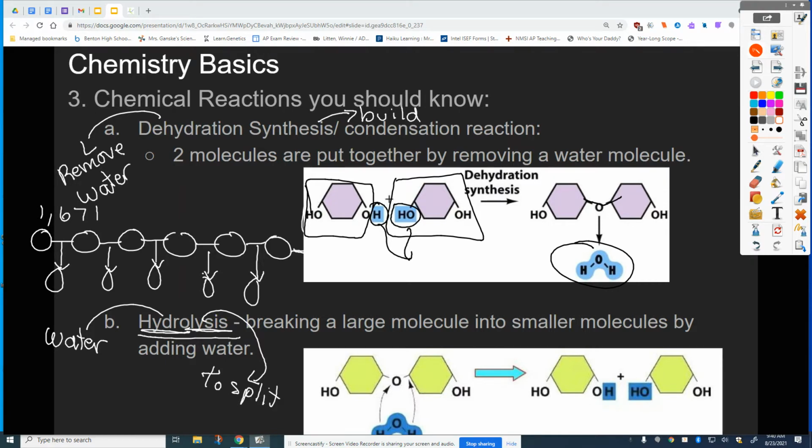So I have these molecules that are connected right here. They're connected, and to break this bond, I'm going to add water, and then it's going to be broken. So I go from something bigger to something smaller. Sometimes hydrolysis is talked about as digestion.